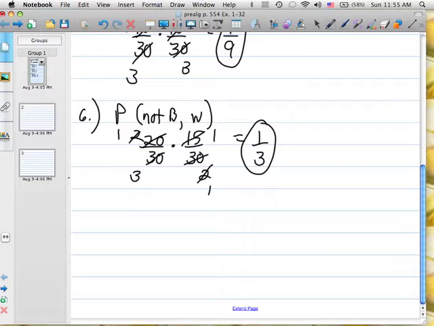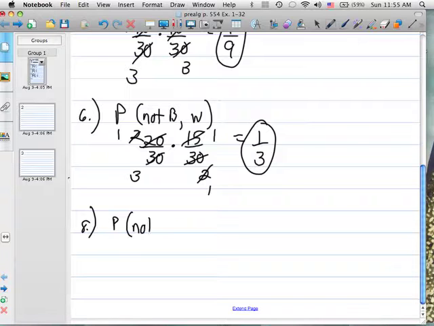Problems 7 through 10, 2 cards are drawn at random with replacement. Find each probability. You have the cards spelling out mathematical. So number 8, the probability that you don't have an M and then an A. And you put the cards back.